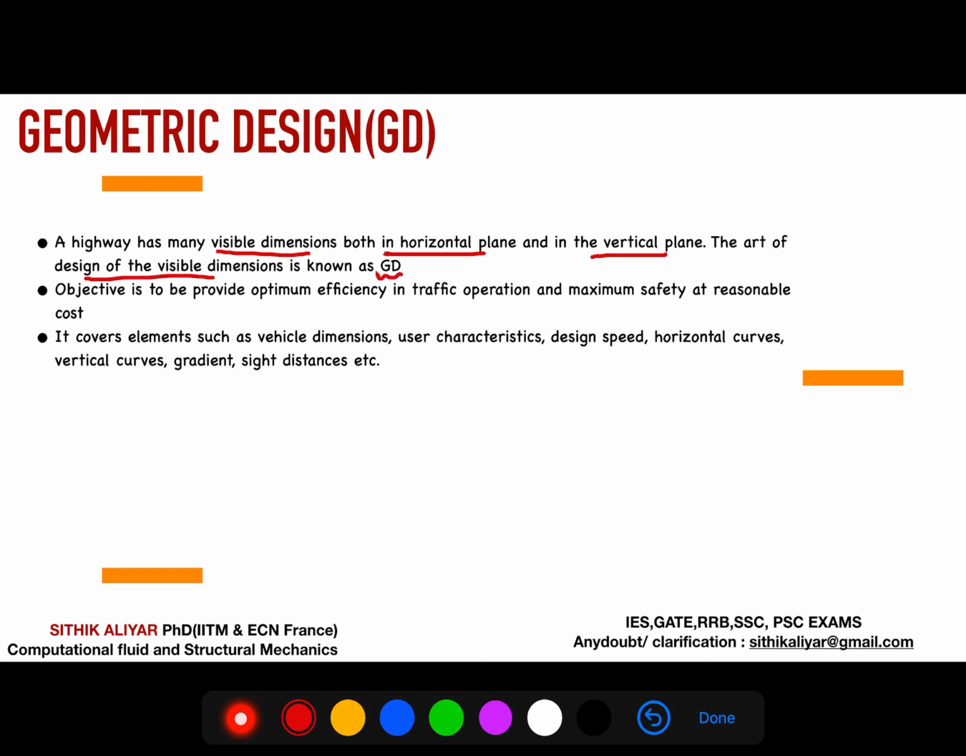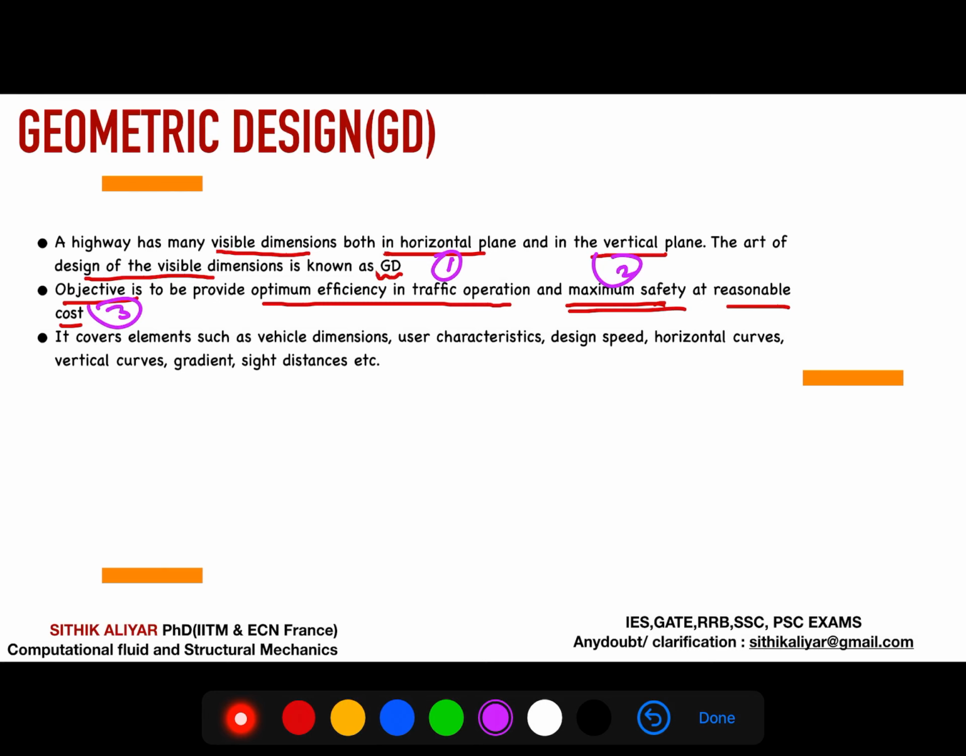Our objective is to provide optimum efficiency in the traffic operation. Why do we have to design this? We could put any type of road, right? So our objective is to provide optimum efficiency in the traffic operation, and the very important thing is to provide maximum safety at reasonable cost. These are the three reasons: efficiency, safety at reasonable cost. This will be your objective while designing a road.